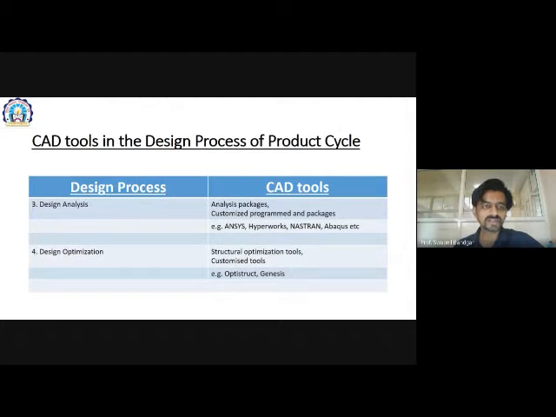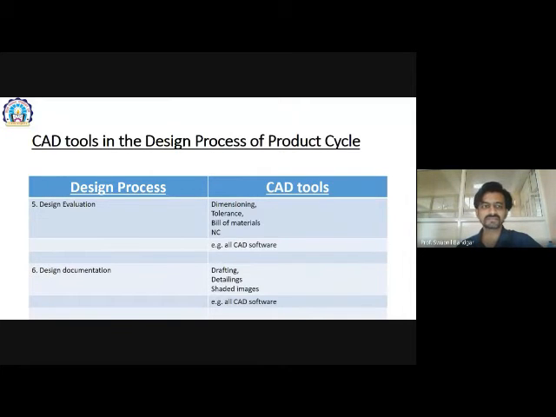The fourth process is design optimization. Let us see what design optimization is. It uses some structural optimization tools and customized tools. Every CAD tool can be customized as per industry need or as per our need, so these customized tools will always be there. The best optimization tool is OptiStruct, which is developed by HyperWorks, and Genesis. Then the next design process is design evaluation.